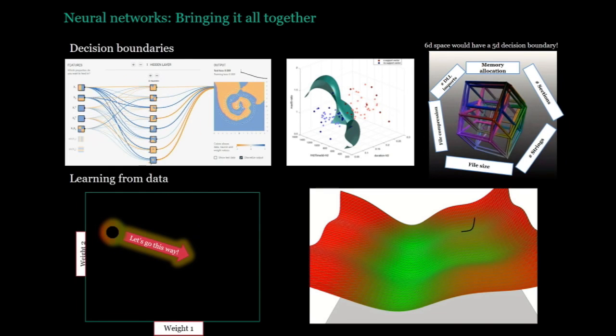I introduced the idea of neural networks as these mathematical machines for identifying decision boundaries, and I introduced the idea of learning, which is this process of moving through the weight space, so manipulating the neural network's weights to get the right decision boundary, and how that has this physical metaphor of the neural network moving down a hill in the weight space.